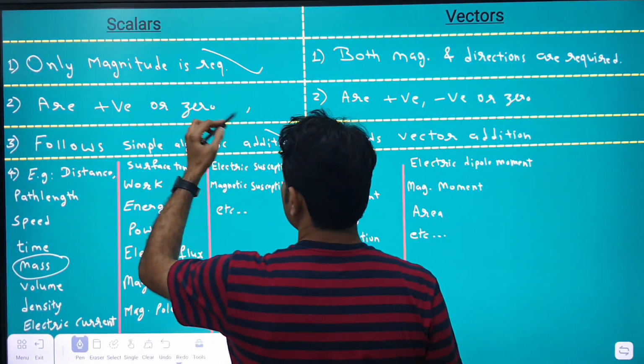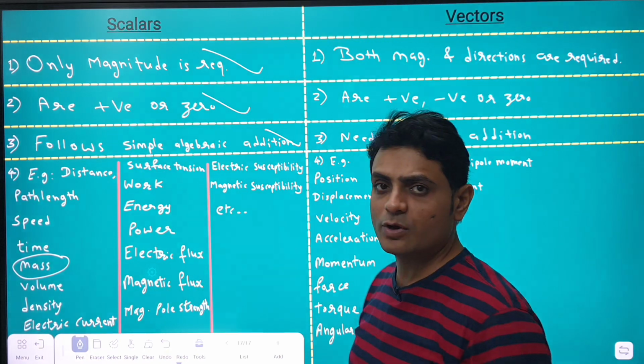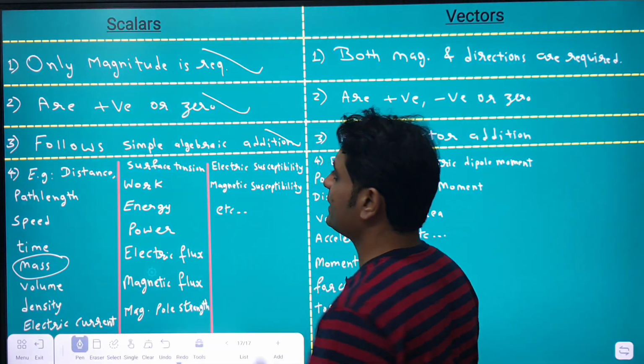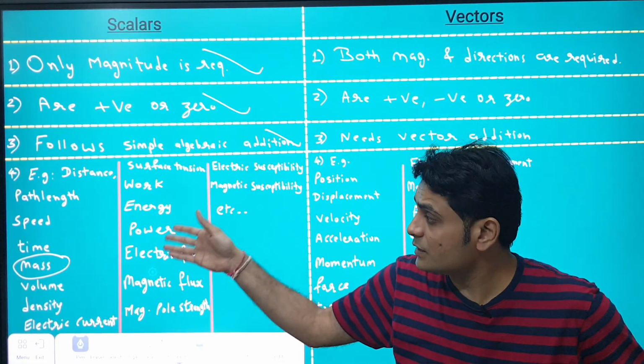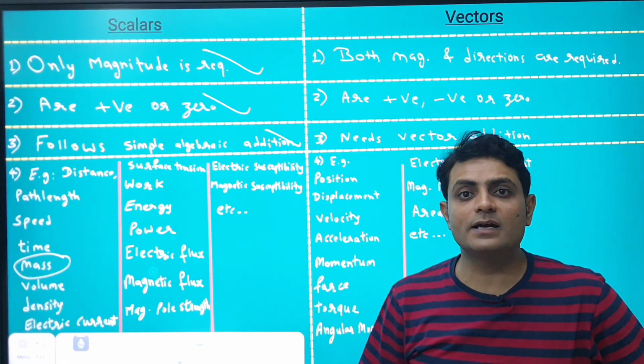They are always positive or may be zero. Why positive? Because they follow simple algebraic addition. They are never negative. So these physical quantities are called scalar physical quantities.